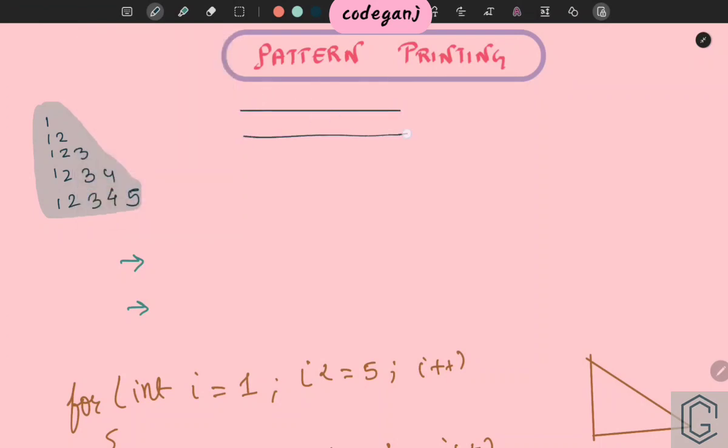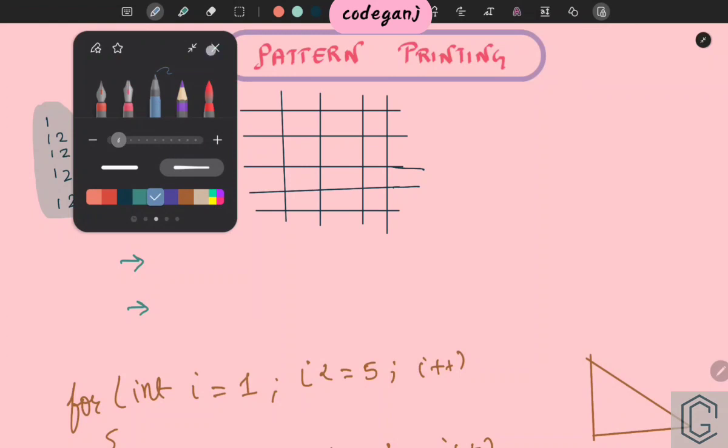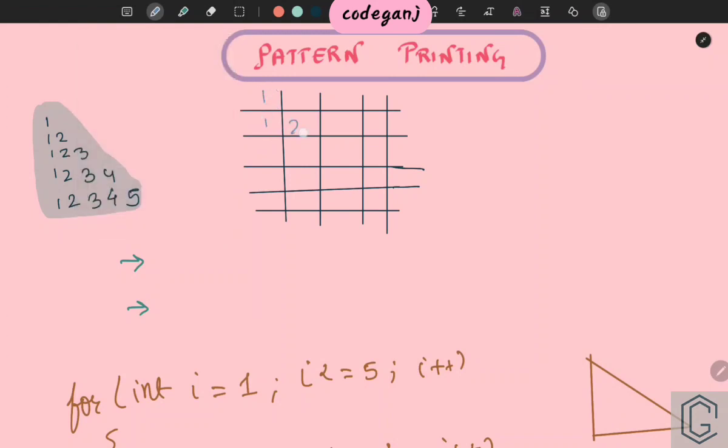If I put some lines here, suppose this is 1, this is 1 2, this is 1 2 3, this is 1 2 3 4, and this is 1 2 3 4 5. The very first concept you need to understand is that these are called rows, and these are called columns.